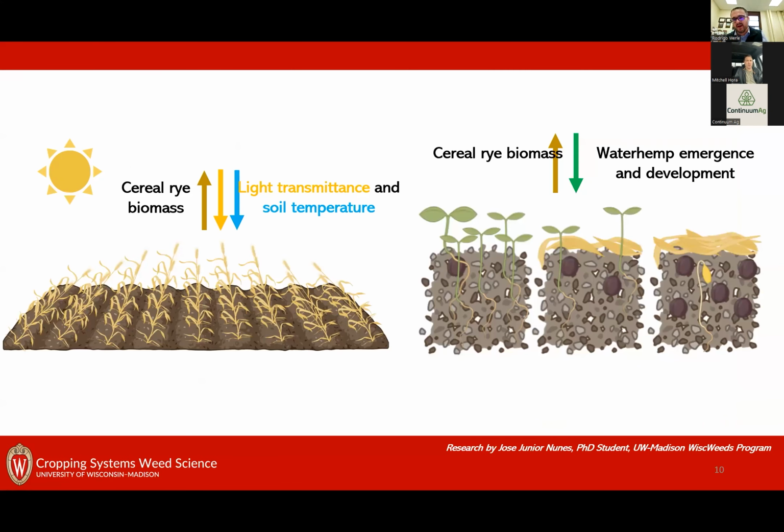Why? That question you asked. You have that residue on the soil surface blocking light, reducing temperature fluctuation on the soil surface, tricking that waterhemp seed not to germinate. And those that try to germinate, they're going to spend a lot of energy going through that residue. So they're going to be weaker seedlings.